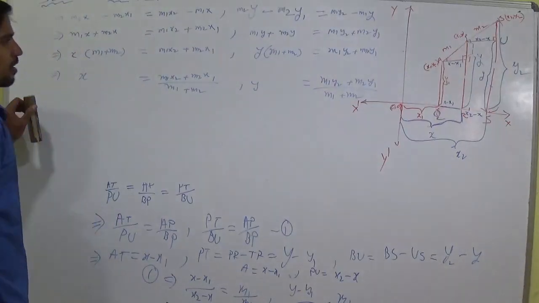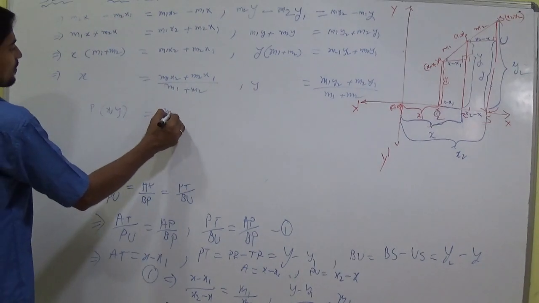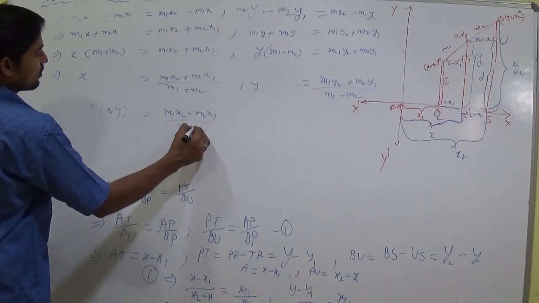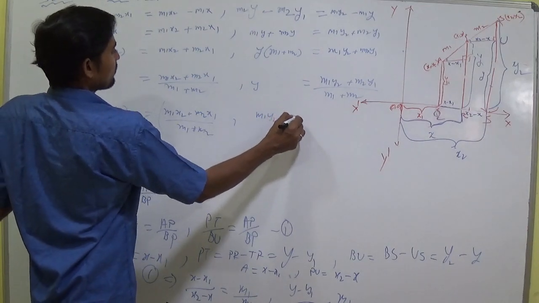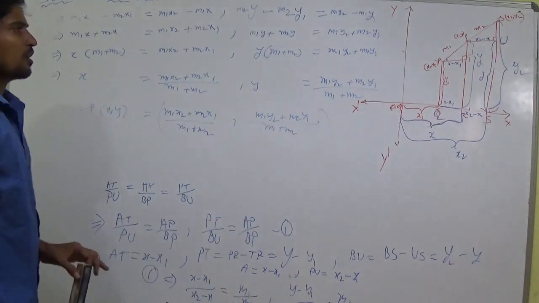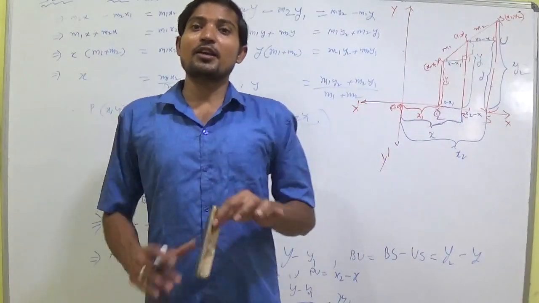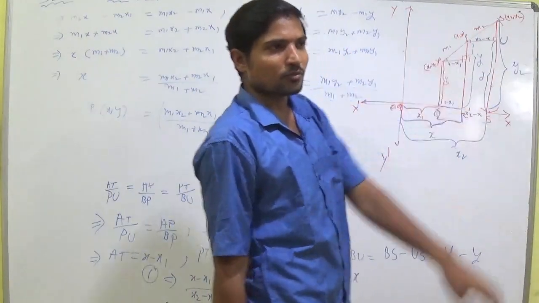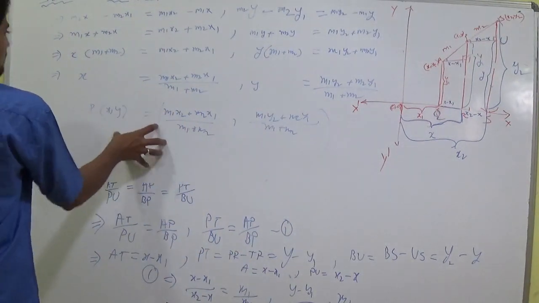Therefore coordinates of P are Px comma y equal to m1x2 plus m2x1 by m1 plus m2, comma m1y2 plus m2y1 by m1 plus m2. These are the coordinates of P. This is section formula. Here P divides internally the line segment AB in the ratio m1 is to m2. This is known as section formula.